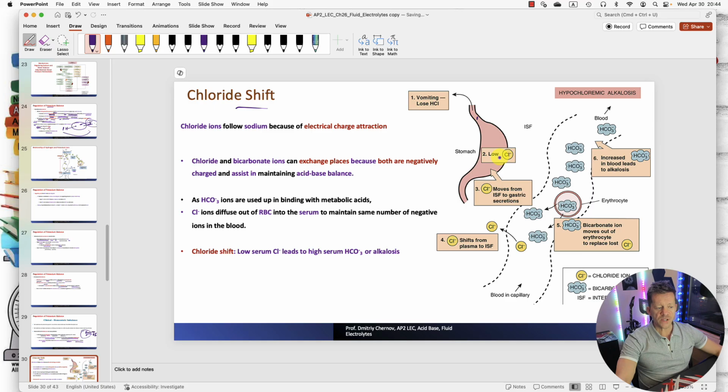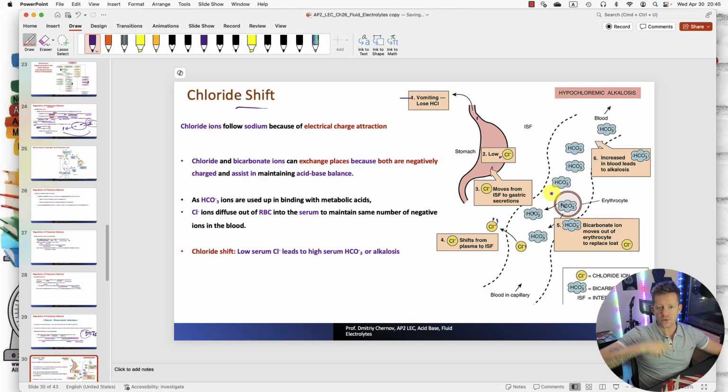Now we have to replace this chloride. So the chloride from the blood will get into the interstitial space. From the interstitial space, it will enter into the stomach, right? Let's say through vomiting, we're losing chloride. But now we have to replace that anion, and from the red blood cells, we can pull bicarbonate into the blood vessels to replace that.